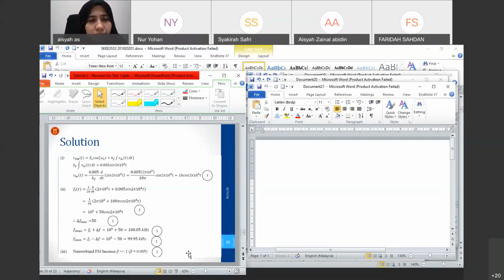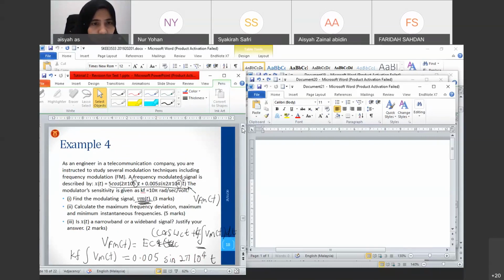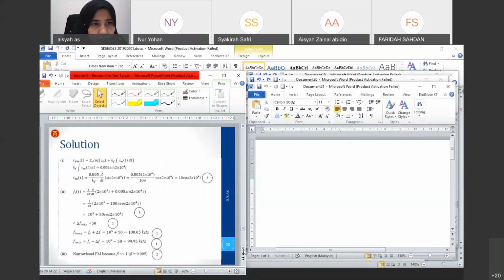Okay, this is the solution. So it means for B, one is the maximum frequency deviation, and the maximum and minimum instantaneous frequency. For the deviations, this is from the equations of omega i.